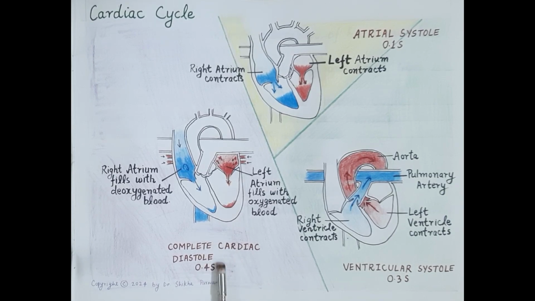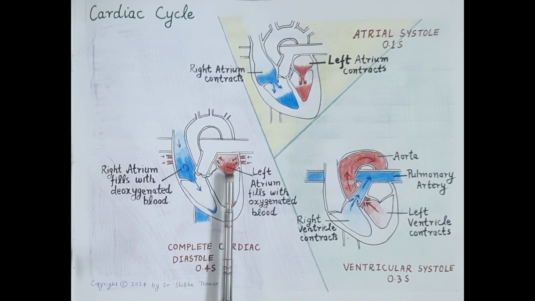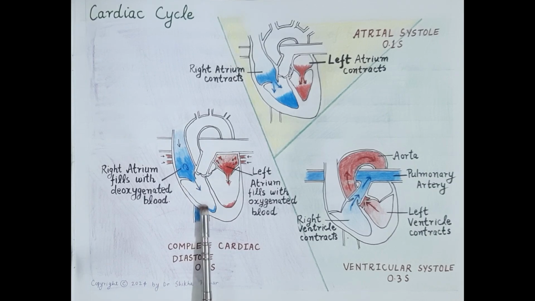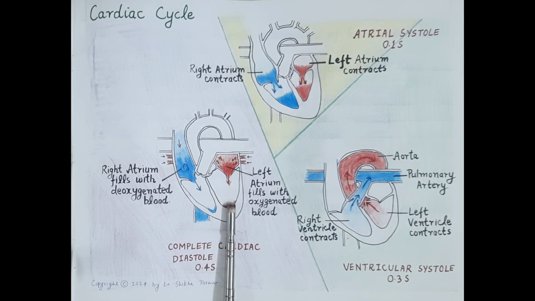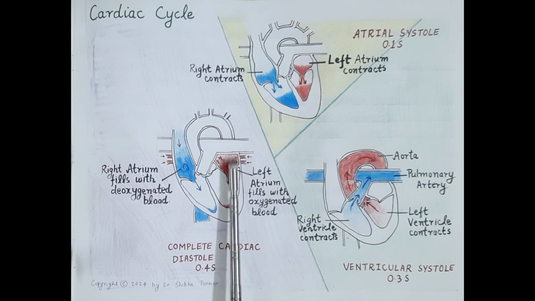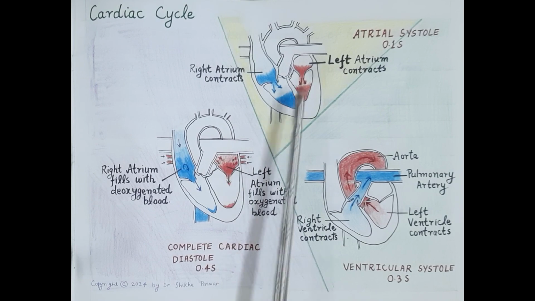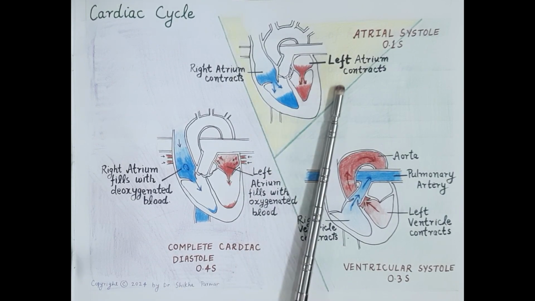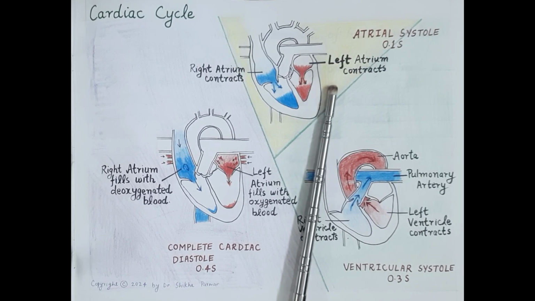So during the diastole, these atria are filled with the blood, and around 70% of the blood of atria passes into the ventricle. And this complete cardiac diastole is again followed by the atrial systole. So the rest 30% of the blood that was left behind in the atria is pumped into the ventricles during the atrial systole.